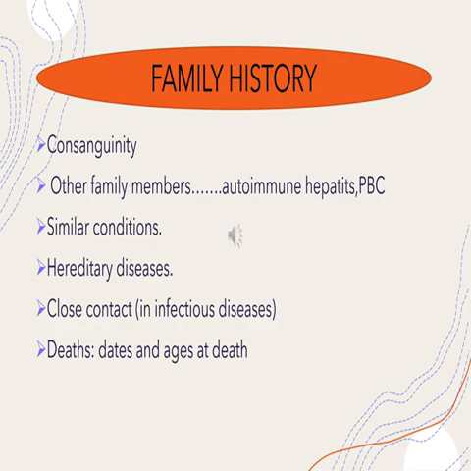Family history: mention if there is any consanguinity, any similar condition in the family or other family members. For example, here we have autoimmune hepatitis. Sometimes more than one family member has the same. Primary biliary cirrhosis, the same. More than one family member may have the disease. Okay. Close contact for the family members, because some diseases are infectious, like parasitic infestation, for example. Okay, it may spread from one family member to another if they have close contact.